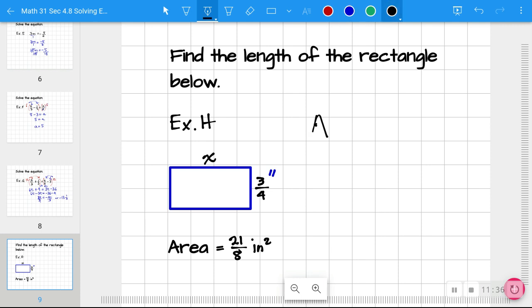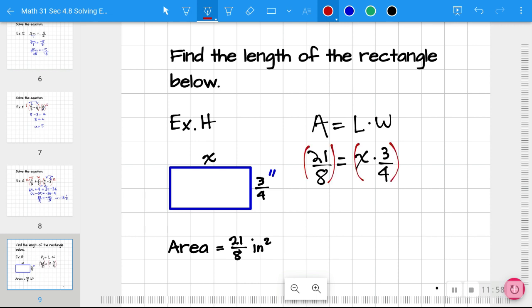You should know that even if you haven't had geometry recently. Length times width. So in this case, 21 over 8 is equal to the length, we don't know that one, times the width, which is 3/4. Okay, we're going to clear these fractions out by multiplying by the least common denominator, and that would be 8.